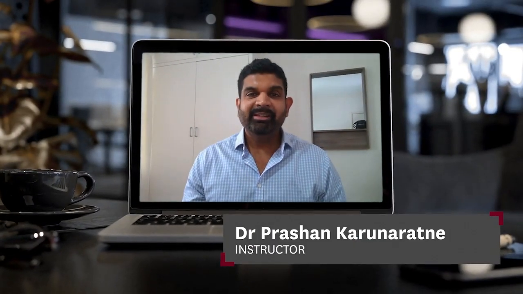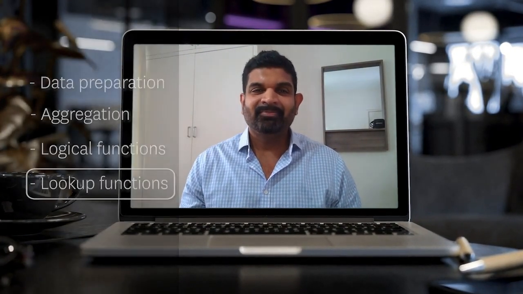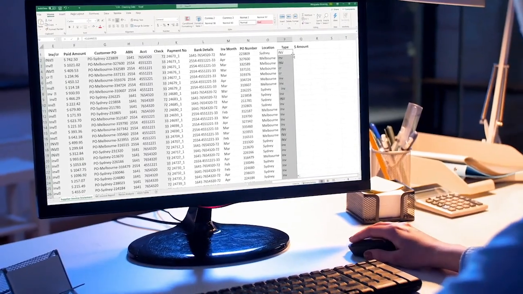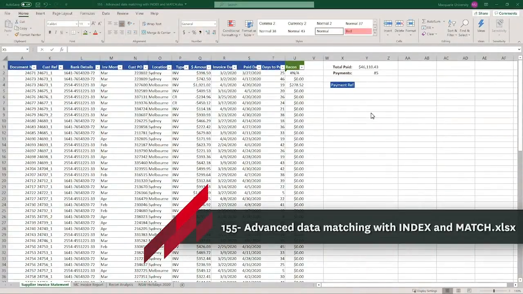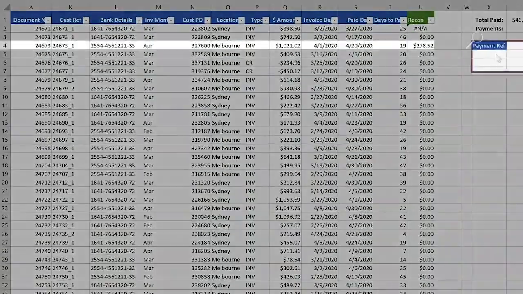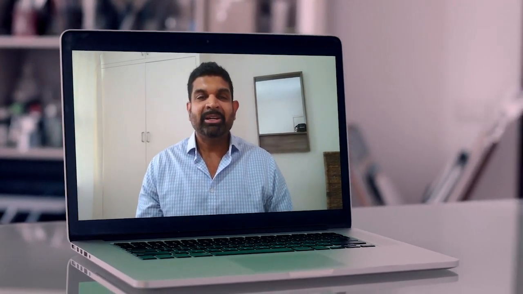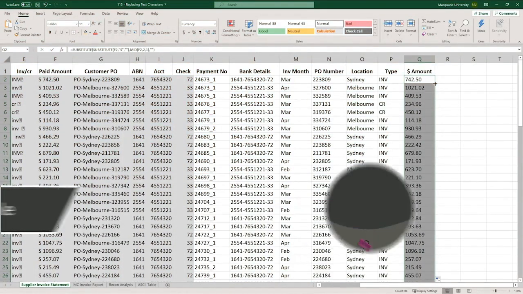In this course, we will delve into these new tools, as well as covering the long-standing data preparation, aggregation, logical, and lookup functions. Over 5 weeks, we're going to walk you through a practical case study seen through the eyes of Zara from the accounts department of her firm. She is responsible for the monthly reconciliation, but the data she receives from their supplier is problematic and not compatible with her own system data. We will help Zara develop a solution that not only addresses all the issues with the data and largely automates the reconciliation, but also offers a solution that is fully reusable in the future.